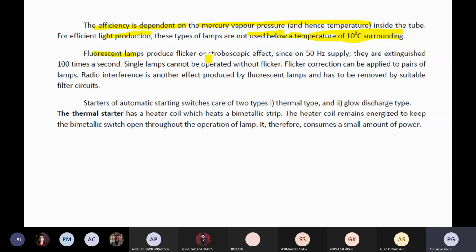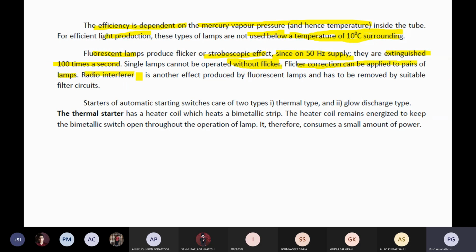Fluorescent lamps and flicker. Okay, and the stroboscopic effect: since it is a 50 hertz supply, they are extinguished 100 times in a second. Simple lamps cannot be operated without flicker. Flicker will be blinking like that, initially the blinking. So flicker correction can be applied using a pair of lamps. It depends upon your voltage, sorry, the applied voltage supply on it.